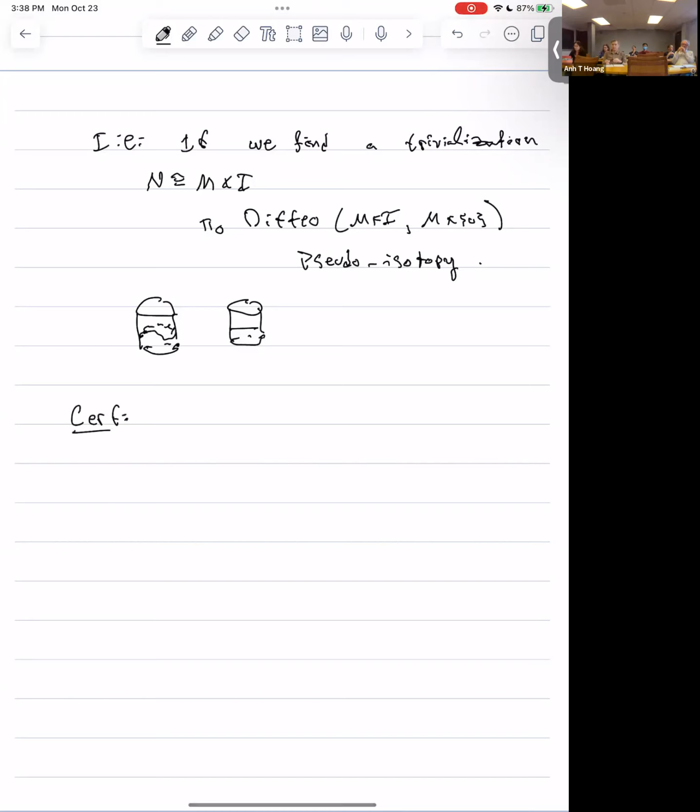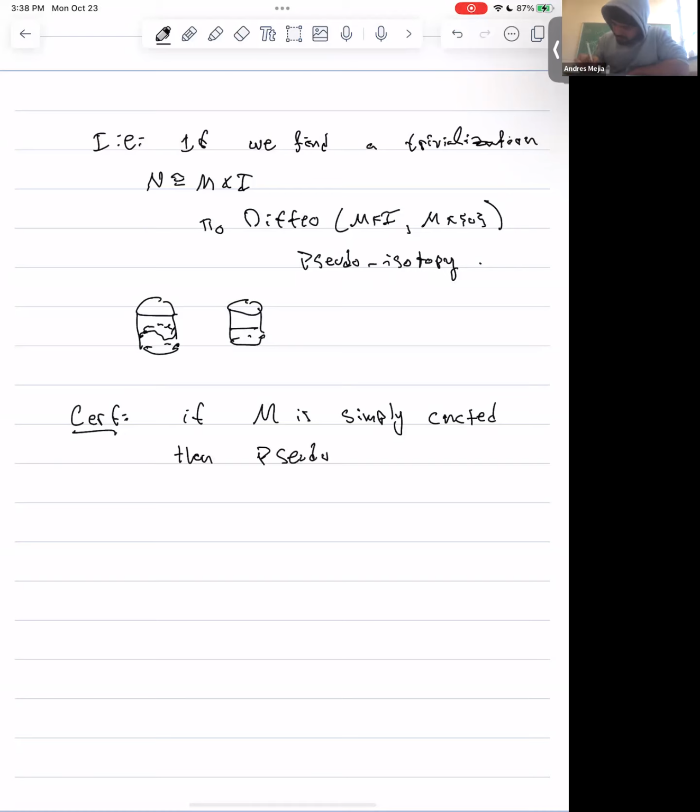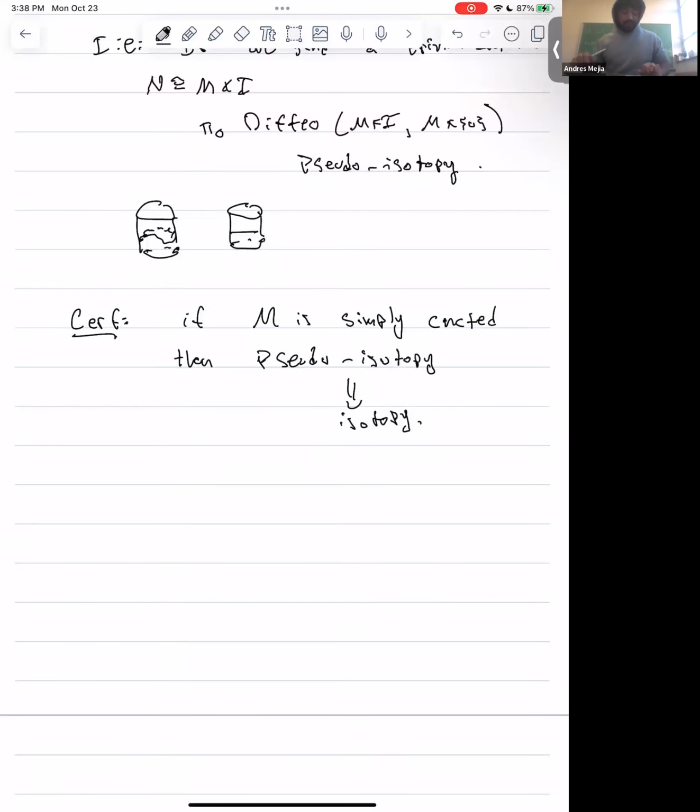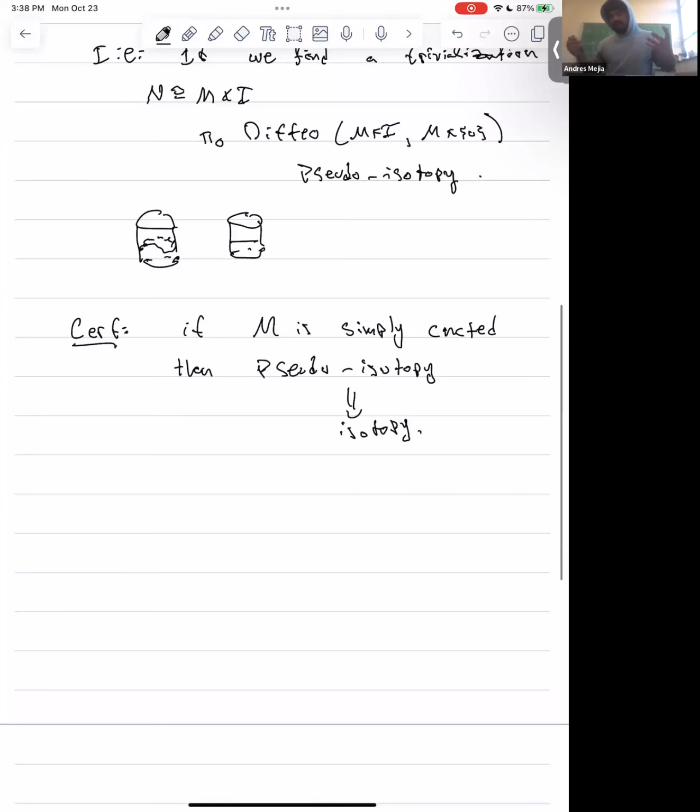So here's a theorem of Cerf. And it says that if M is simply connected, then this implies, maybe I'll write it like this, then pseudo-isotopy implies isotopy. Okay, so these methods can be actually pretty good. And this space, as you can imagine, is very difficult. All right, first of all, are there any questions so far?